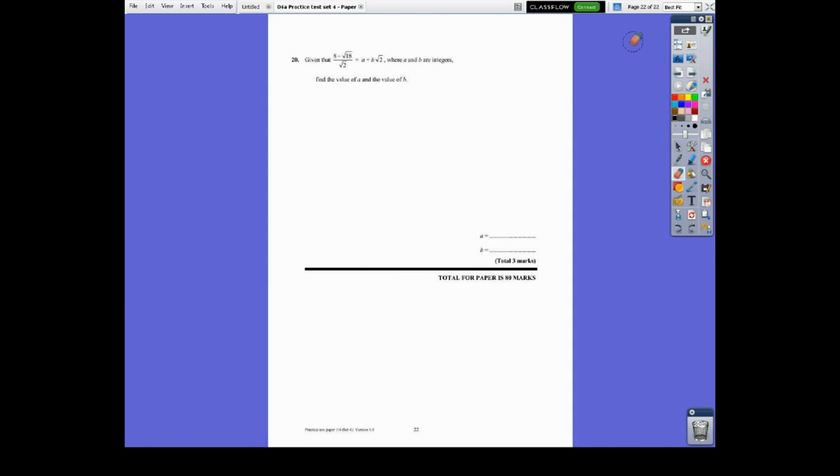Okay, question 20. Given that (8 − √18)/√2 = a + b√2, where a and b are integers, find the value of a and b. Now this sounds really complicated, but it is simply rationalising the denominator. So if we write down the first fraction, we rationalise the denominator, times top and bottom by √2. Not forgetting that everything on the top is multiplied by √2.